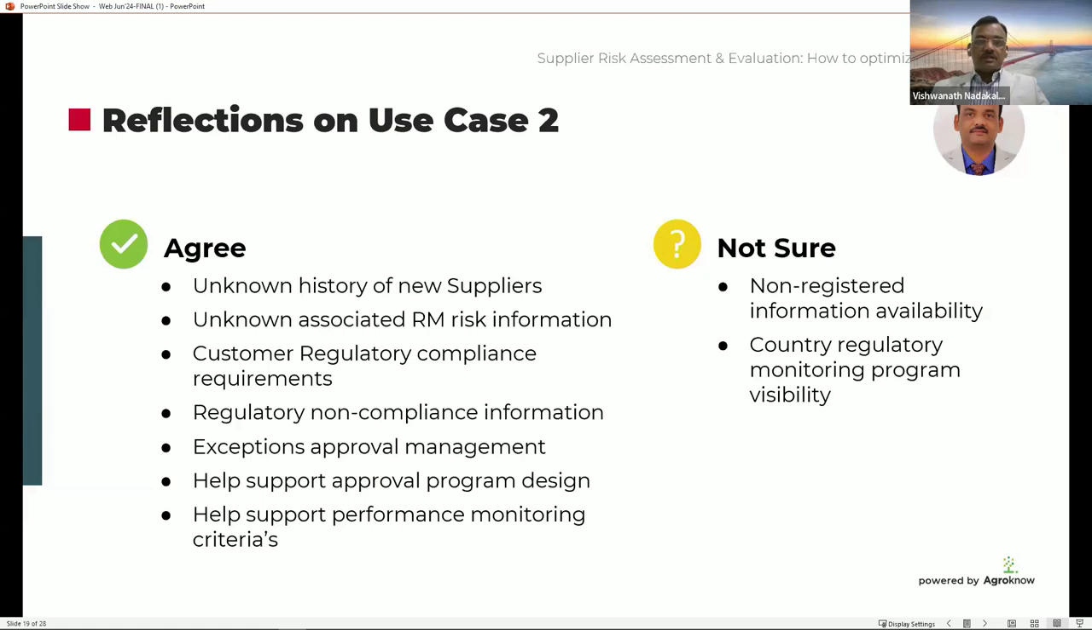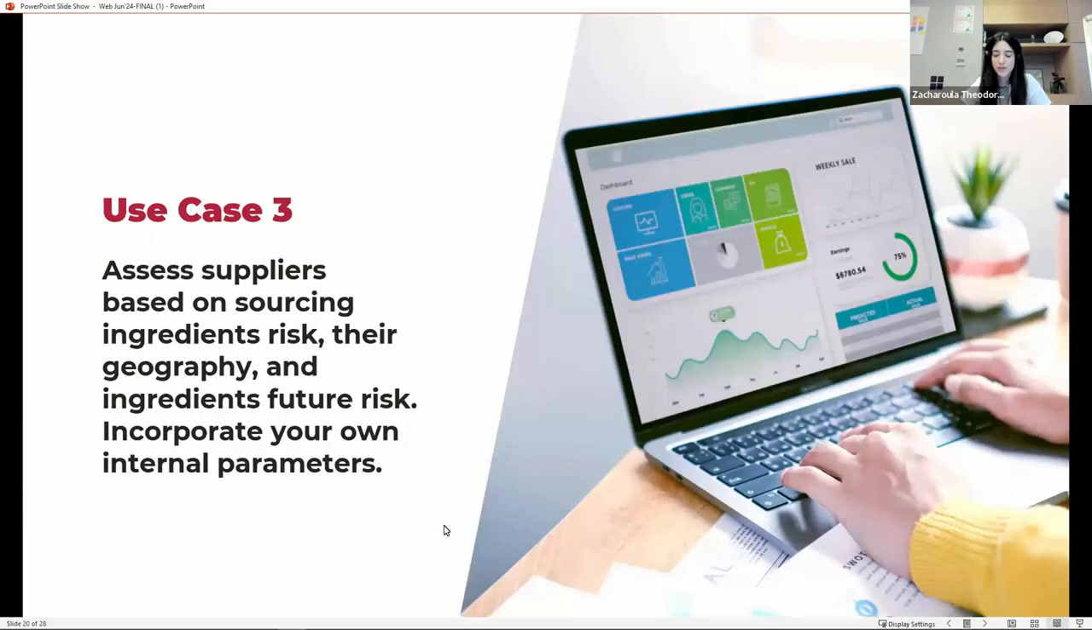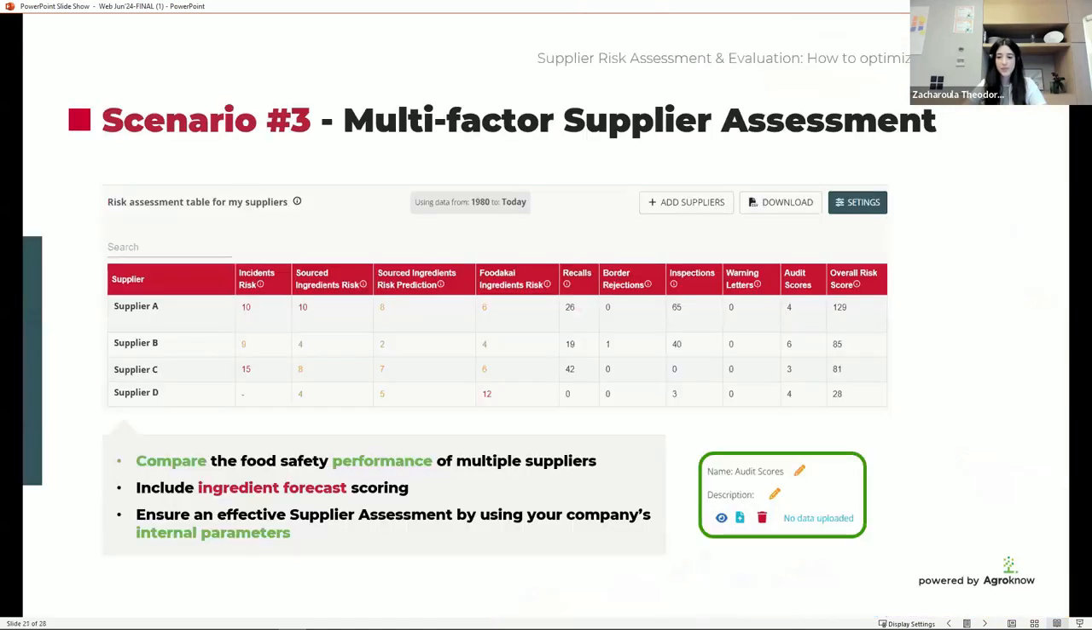Thank you, Harala. Thank you very much, Vais. That was very informative. And now, our third use case, which is on supplier assessment based on sourcing ingredient risk, their geography, ingredients' future risks, and of course, internal parameters.